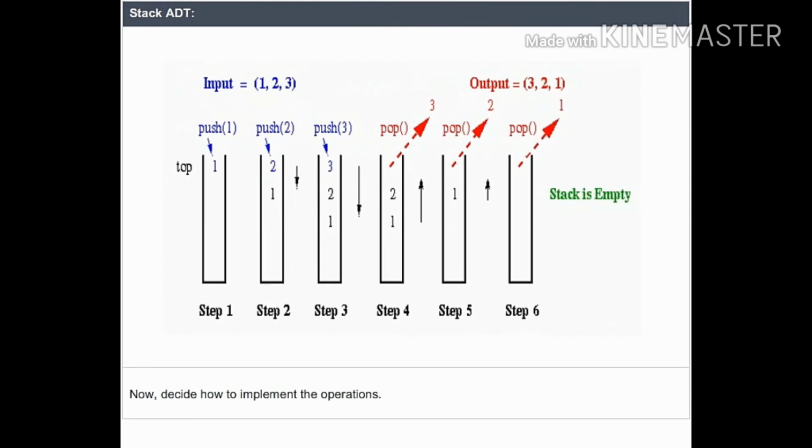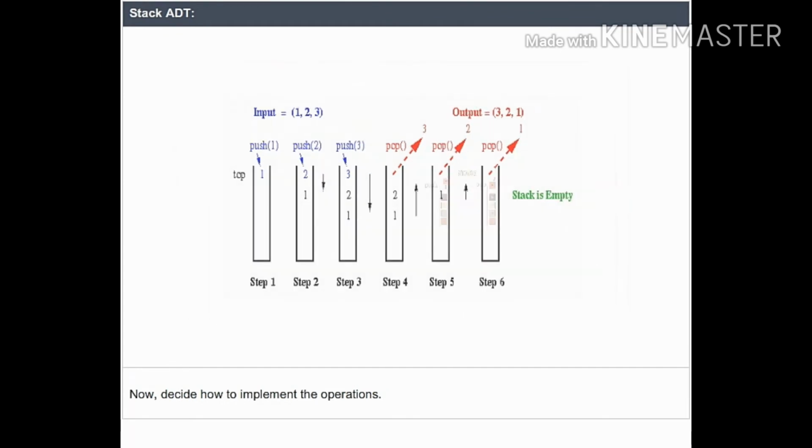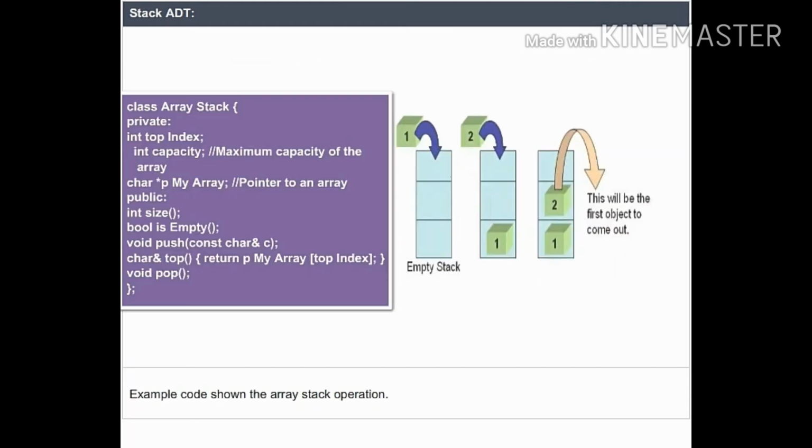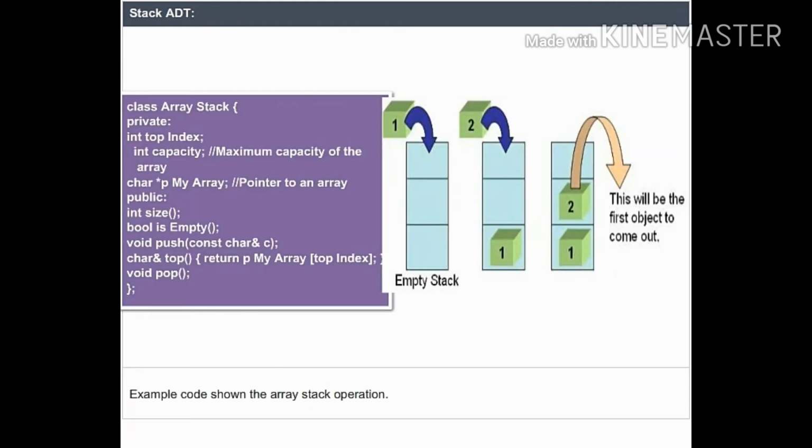Now decide how to implement the operations. int top index, maximum capacity of the array. Example code is given here for the array stack operation.